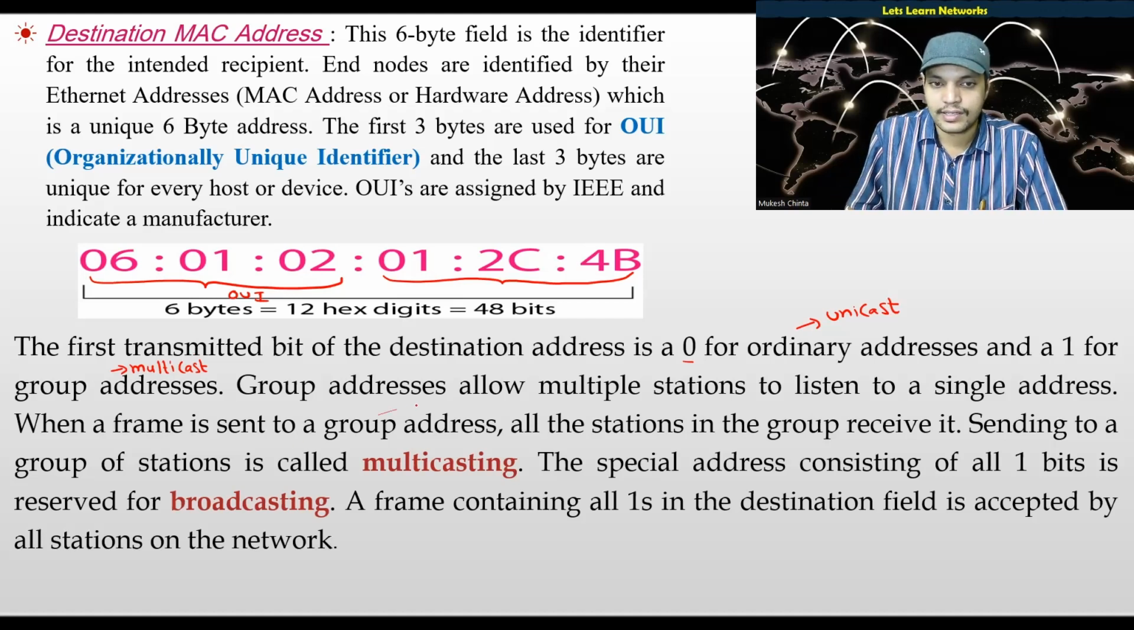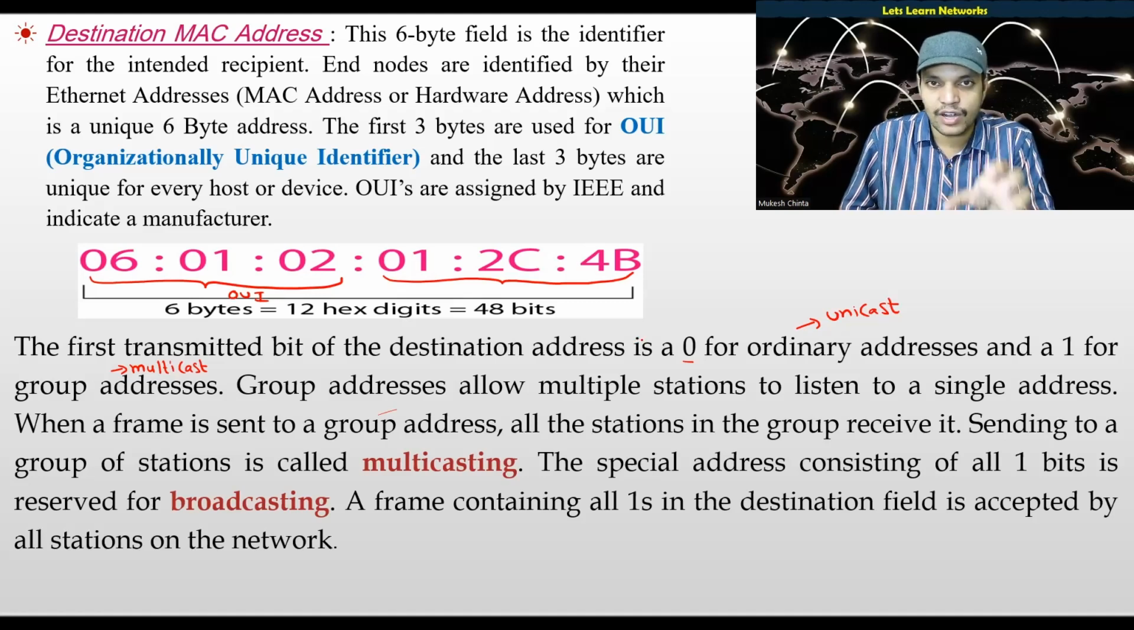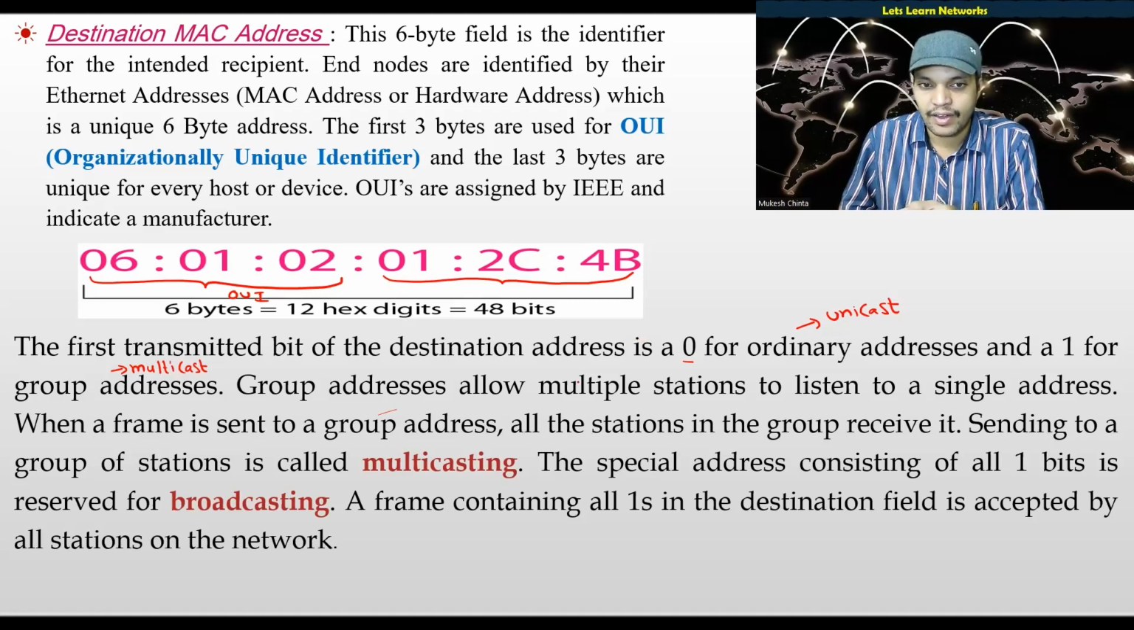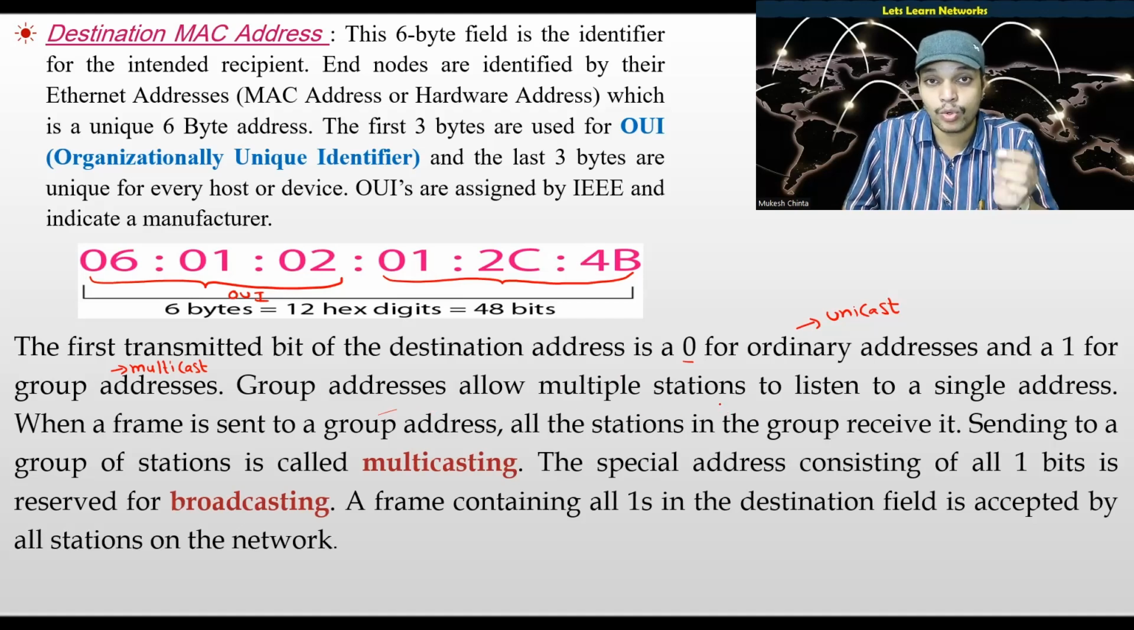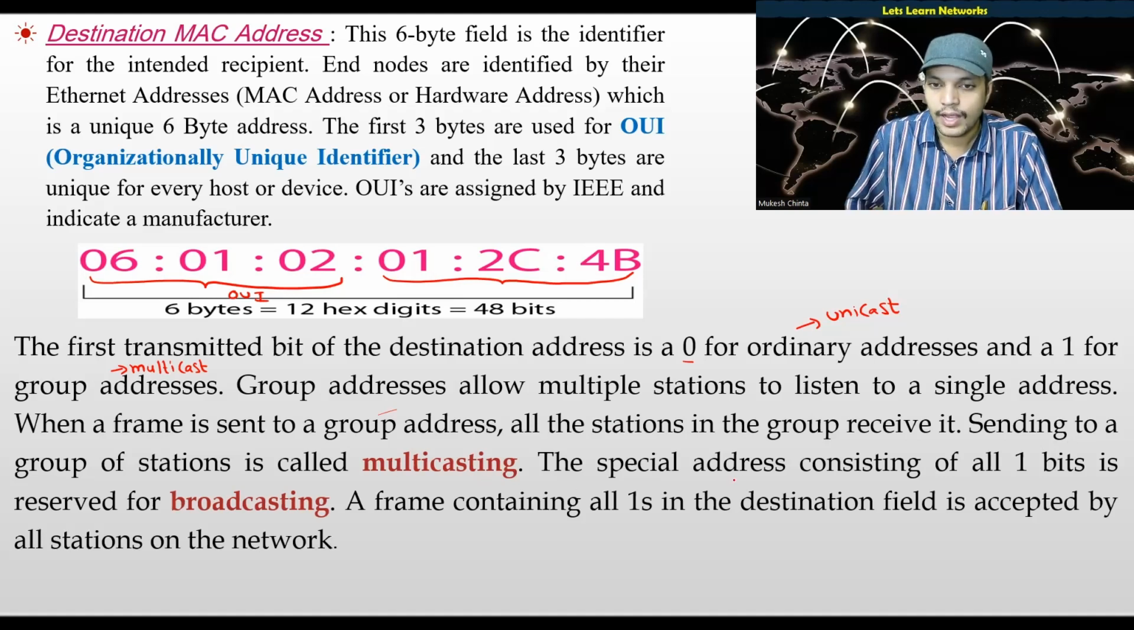Group addresses allow multiple stations to listen to a single address. So I can give a group address, and a frame destined to this group address can be shared among the multiple stations which belong to that particular group. When a frame is sent to a group address, all the stations in the group receive it. Sending to a group of stations is called multicasting. The special address consisting of all ones is reserved for broadcasting.